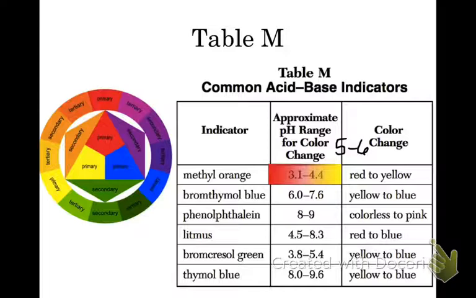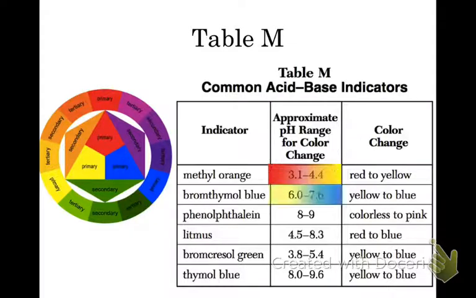Same thing here for like 2 to 3. Anything below 3.1 is going to be red, so you can't detect between something that's 2 or 3. Instead, if you want to detect if something is like a 3 or 5, methyl orange would be great because at 3 it would be red, and at 5 it would be yellow.